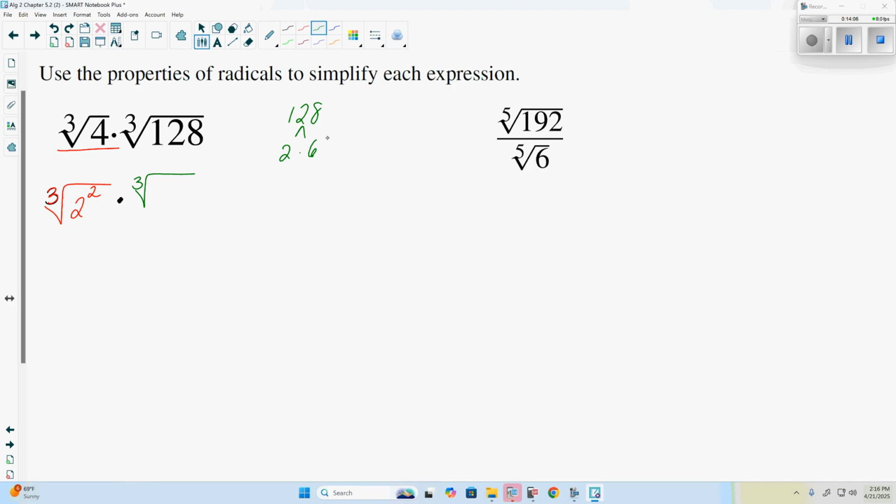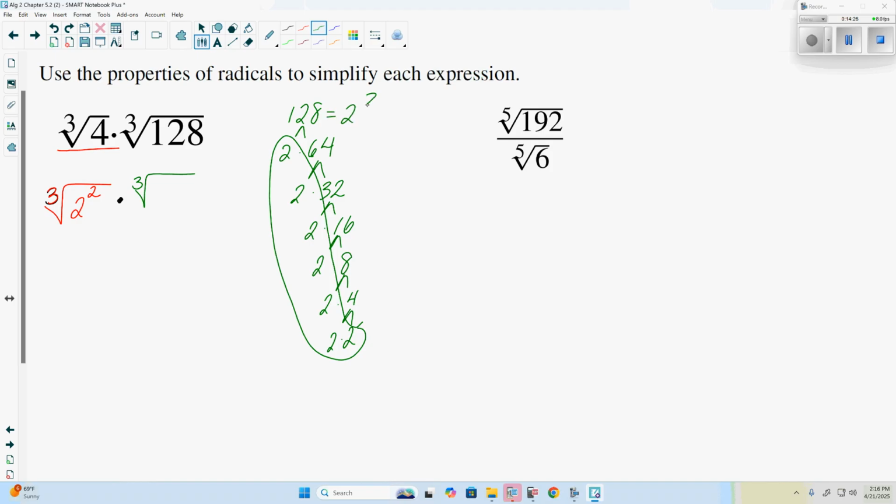is 2 times 64. And 64 is 2 times 32. 32 is 2 times 16. 16 is 2 times 8. 8 is 2 times 4. 4 is 2 times 2. Telling us that 128 is 2 to the 7th power. So could we take the cubed root of 128? Yeah, it wouldn't simplify out completely, but we could take some of the factors of 2 out.